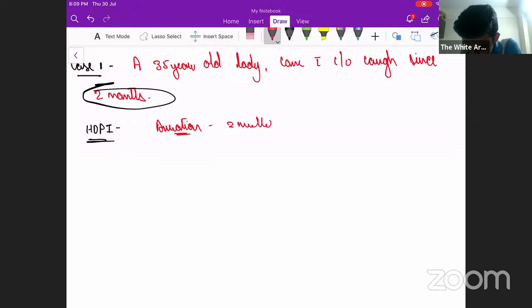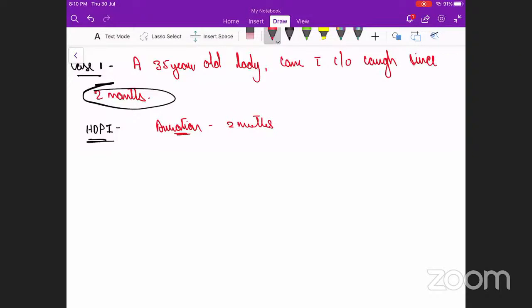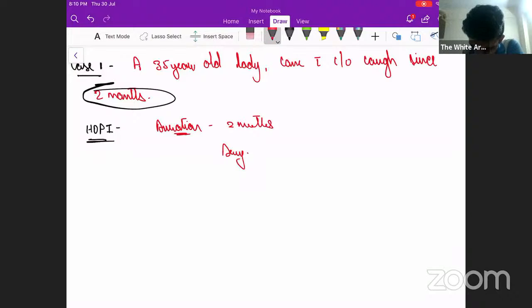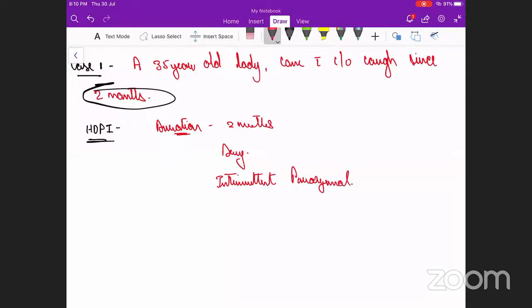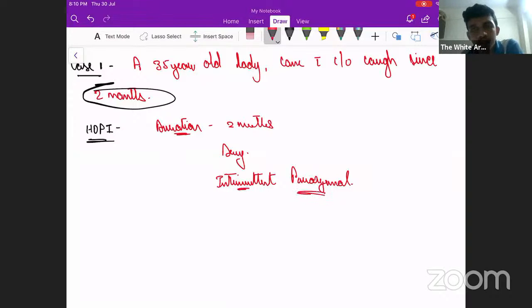Next. Type of cough. It was dry. Dry cough. Yes. Progression, sir. From 2 months it has been there, and it is intermittent cough, intermittent paroxysmal cough. It comes in episodes and it is intermittent. Aggravating and relieving factors. Okay, aggravating factors, what you would like to ask for?